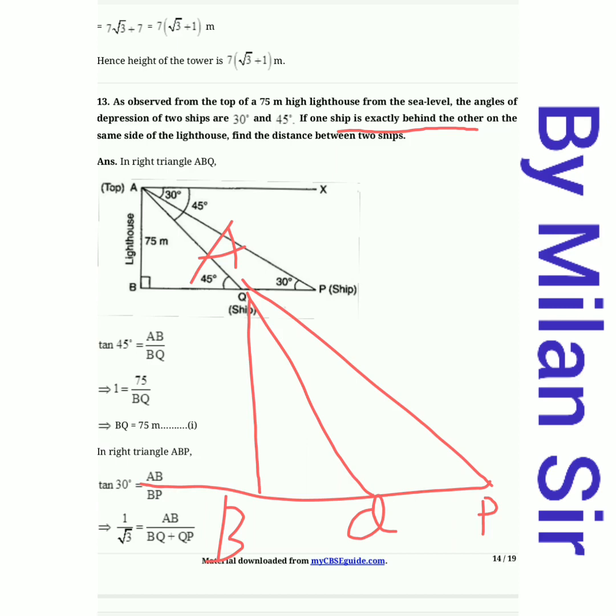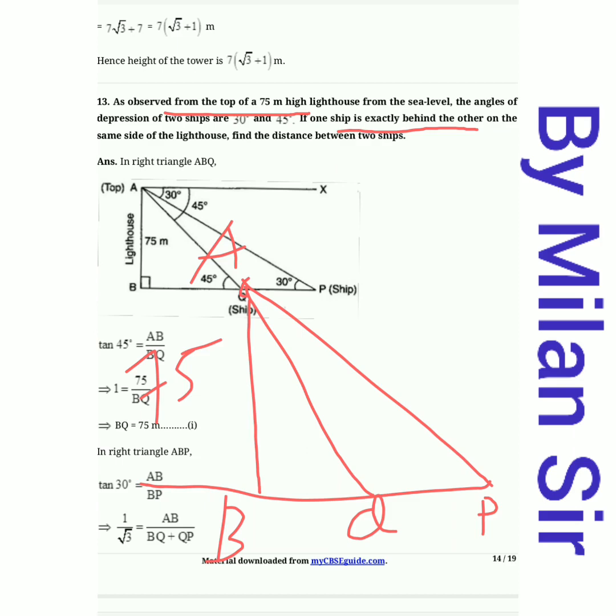Now, observed from the top of a 75 meter building, means from point A, right? Point A, our observer is standing at point A. Then 75 meter lighthouse. So AB is equal to 75, right? AB is equal to 75 meter, the height of the lighthouse. The angle of depression. Now here the angle of depression is given.